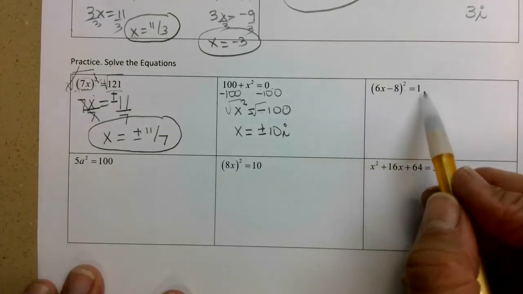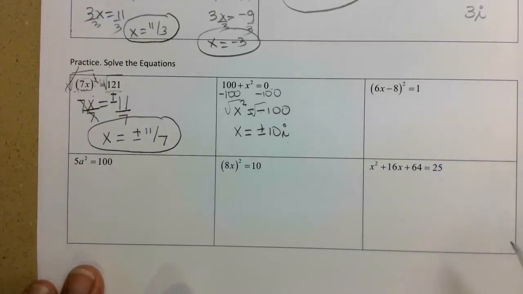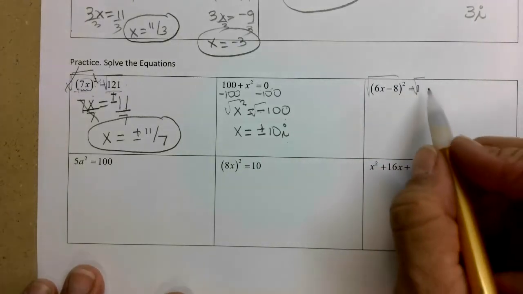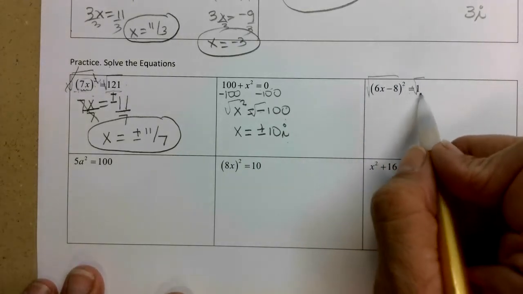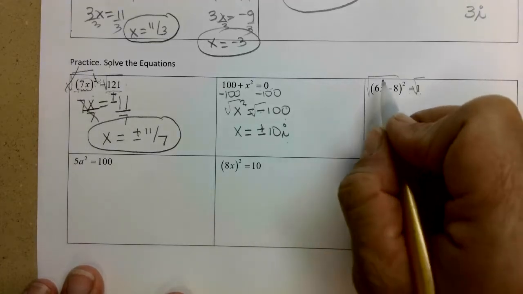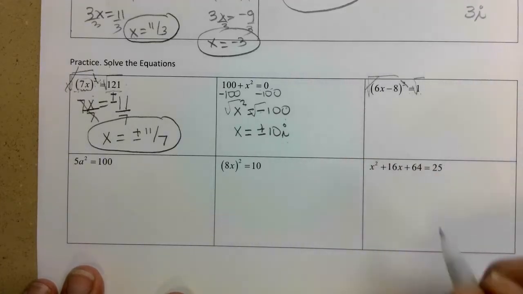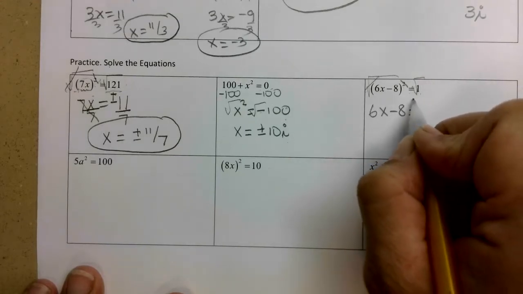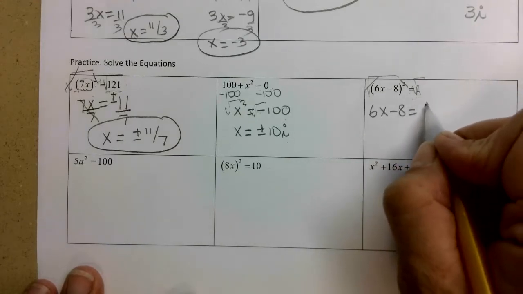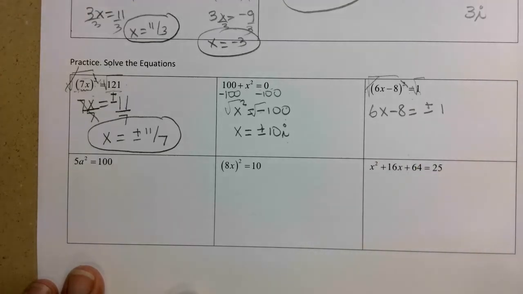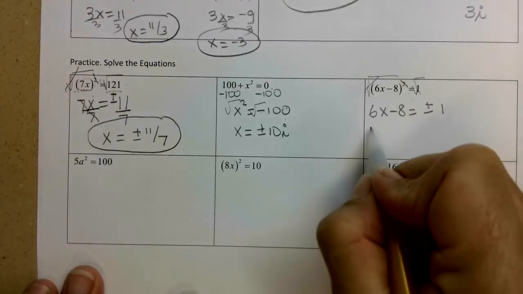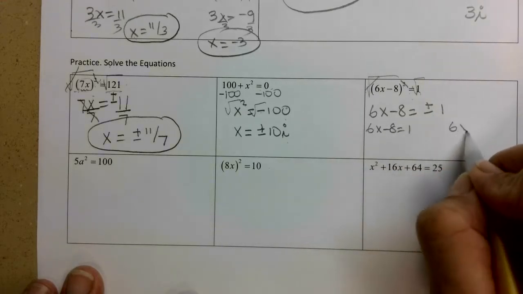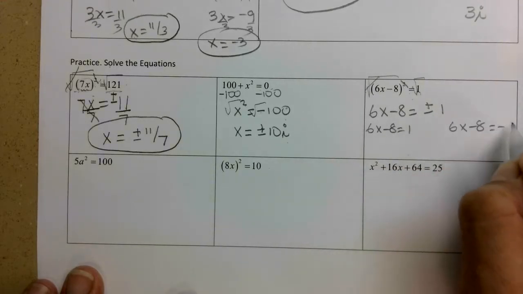6x minus 8 squared equals 1. So square root, right? Something squared equals just a number. Squaring and square rooting cancel. 6x minus 8, square root of 1 is 1, and then we remember the plus or minus. So 6x minus 8 equals positive 1, or 6x minus 8 equals negative 1.